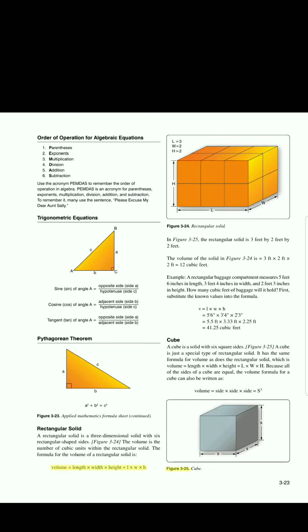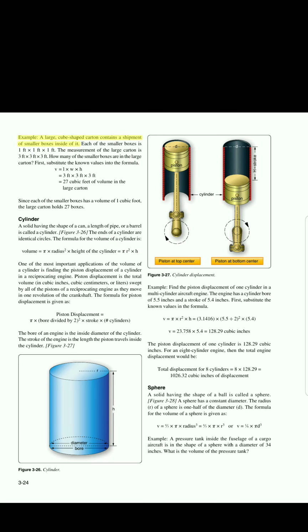Figure 3-25. Cube. 3-23. Example. A large, cube-shaped carton contains a shipment of smaller boxes inside of it. Each of the smaller boxes is 1 foot times 1 foot times 1 foot. The measurement of the large carton is 3 feet times 3 feet times 3 feet. How many of the smaller boxes are in the large carton? First, substitute the known values into the formula. V equals L times W times H equals 3 feet times 3 feet times 3 feet equals 27 cubic feet of volume in the large carton. Since each of the smaller boxes has a volume of 1 cubic foot, the large carton holds 27 boxes.